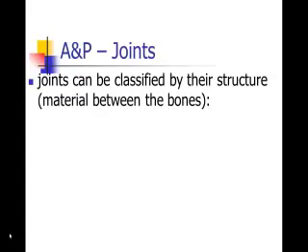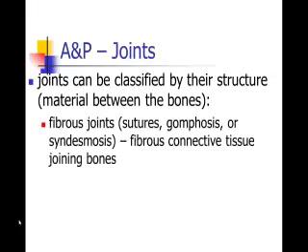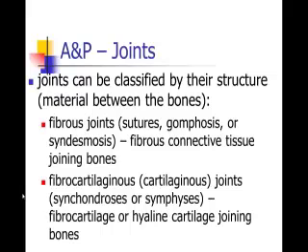Okay, so a second way we could classify joints would be based on the material found between the bones. And so there are three kinds in terms of that. We have fibrous joints. There are three types of fibrous joints: sutures, gomphoses, and syndesmoses. And the fibrous joints have fibrous connective tissue that join the bones. We have fibrocartilaginous joints, or sometimes they're referred to as cartilaginous joints.